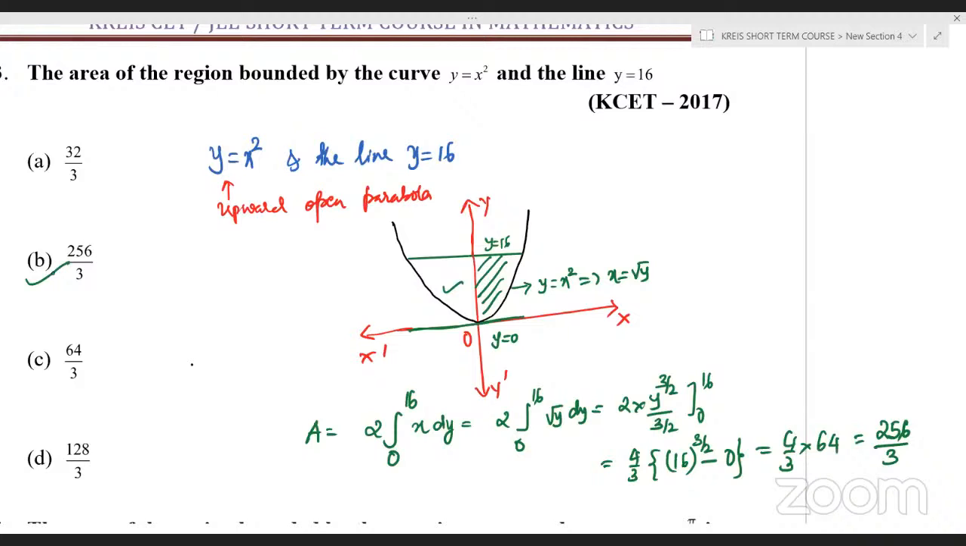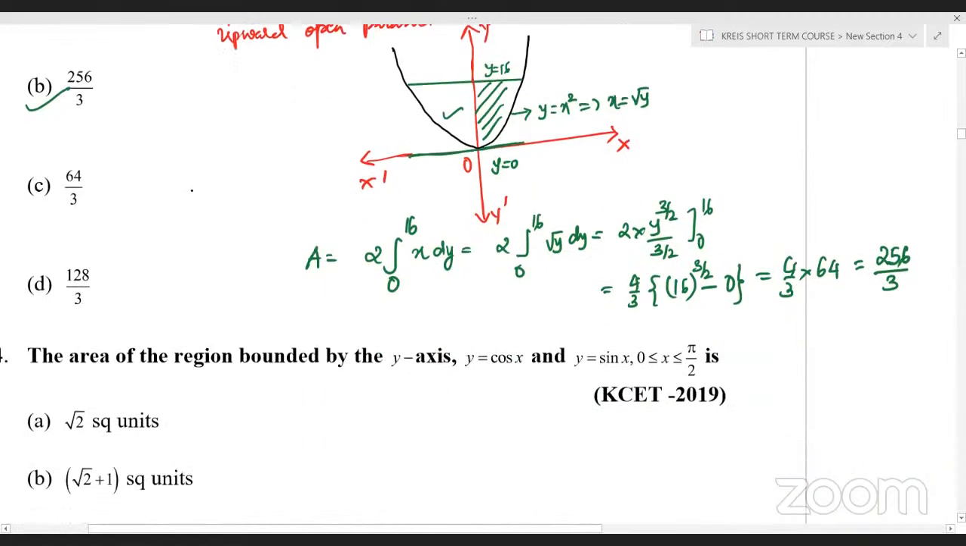If you are finding the area enclosed between the x axis and the curve, then you are supposed to integrate with respect to x. So then you need to eliminate y from that, right? Both will give you the same solution.